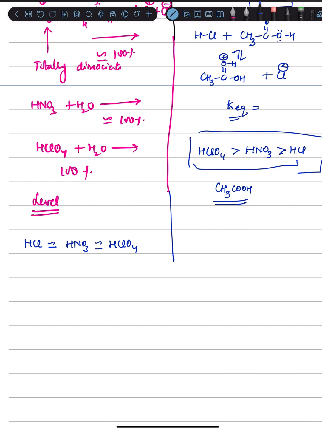So although they are not inherently equal in acid strength, water brought them to the same level. So this is called leveling effect. It has several applications in organic chemistry that we'll see in the next video.